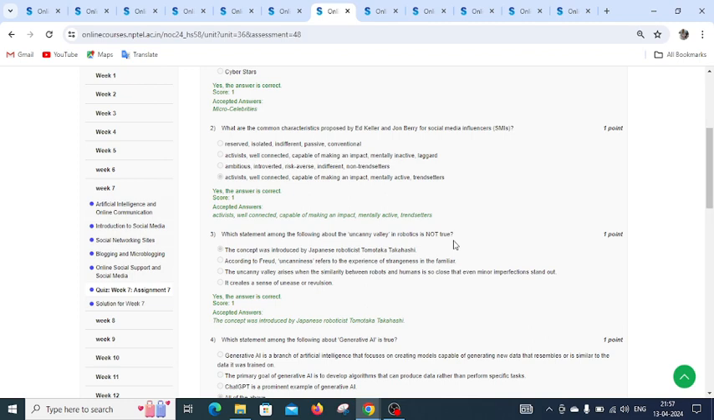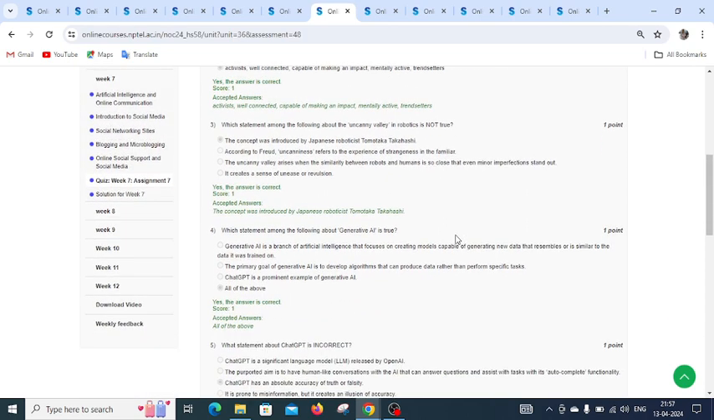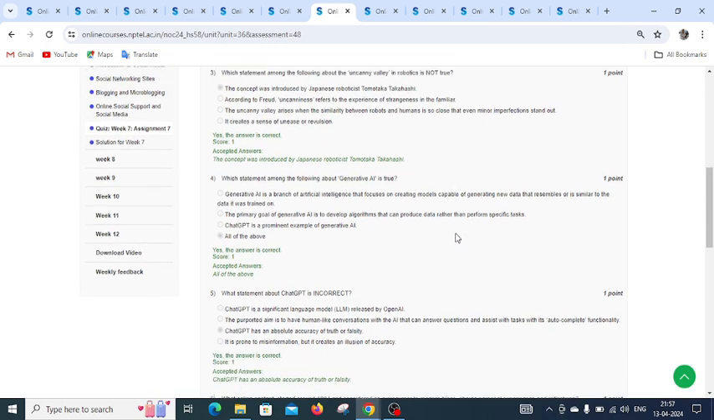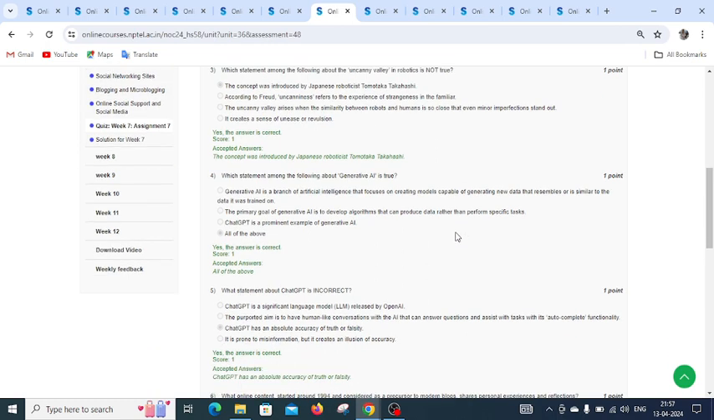Which statement among the following about the uncanny valley in robotics is not true? The concept was introduced by Japanese roboticist Masahiro Mori. Which statement among the following about generative AI is true? All of the above statements are true.